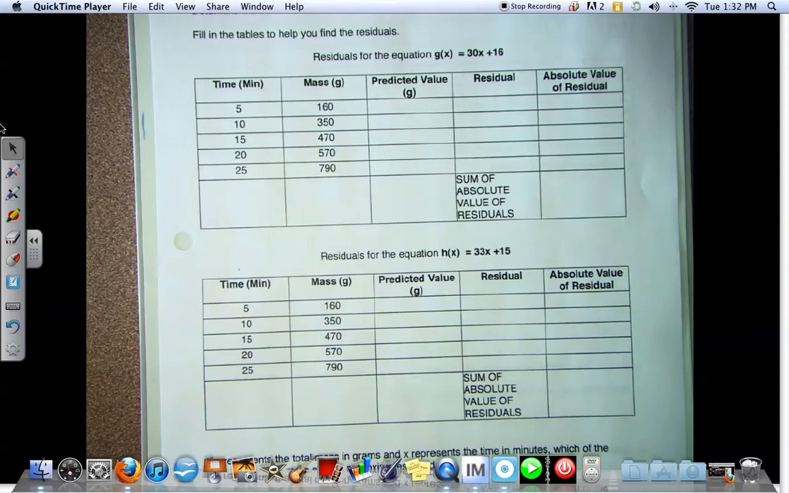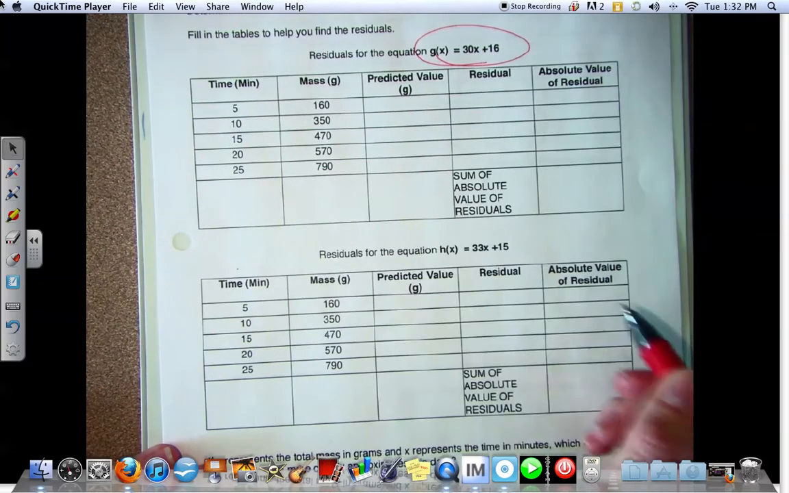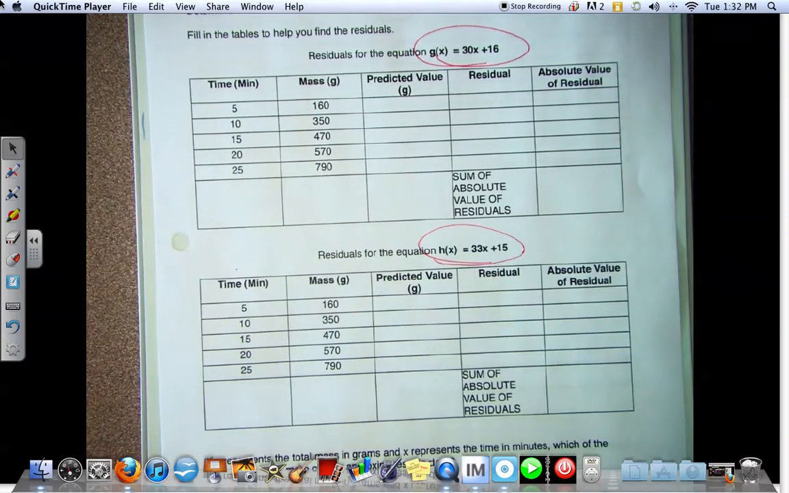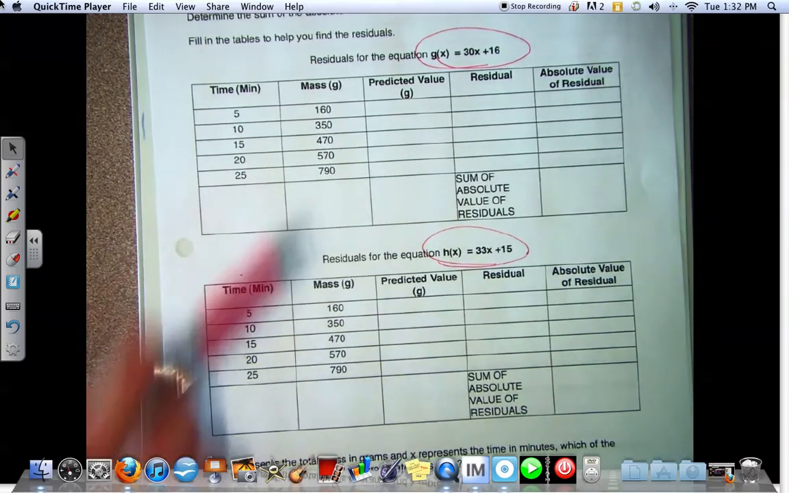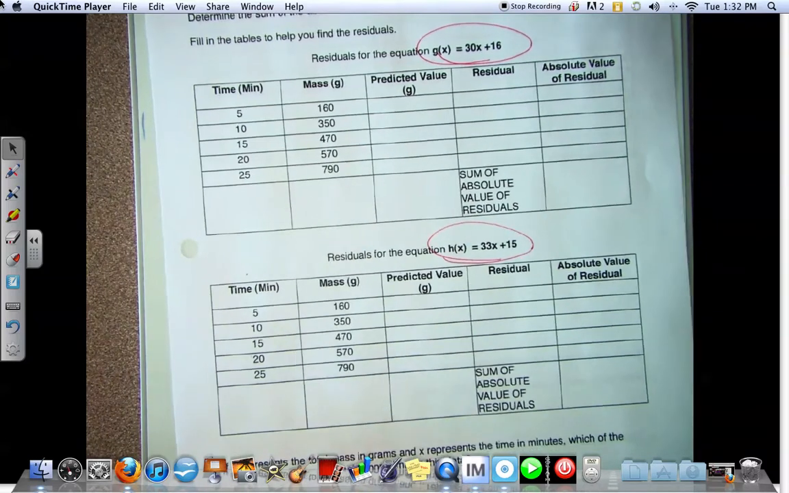Determine the sum of the absolute values of the residuals for each model. So if you notice, we have two tables. We have our first equation here, second equation here. Same time, same mass. Fill in the tables to help you find the residuals.